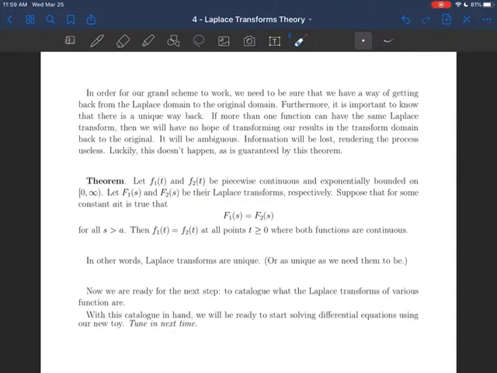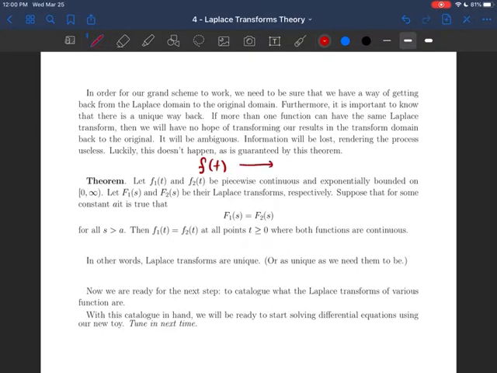If f1 and f2 are the things we need them to be, and we look at their Laplace transforms, capital F1 and capital F2, if there's some constant a for which F1 of s equals F2 of s for every s bigger than that, then the original functions f1 and f2 must have been equal for all t greater than or equal to 0 at all points where they're both continuous. So, a unique correspondence between functions and their Laplace transform.